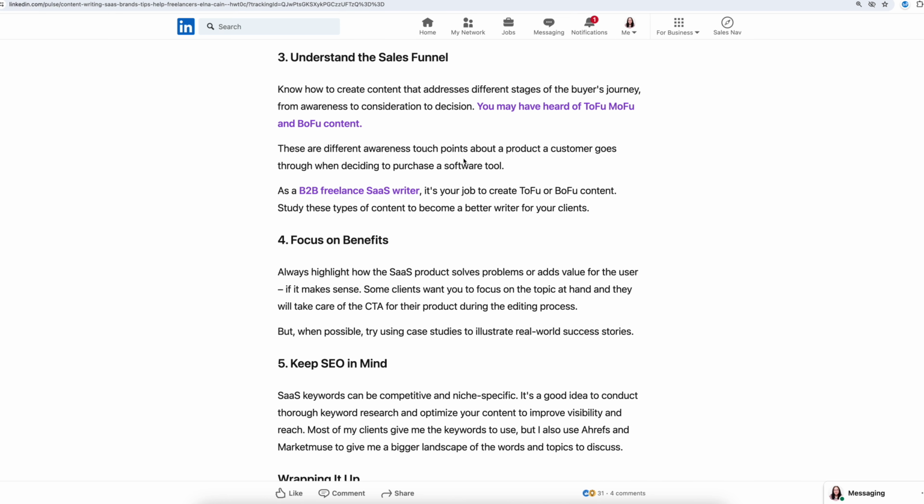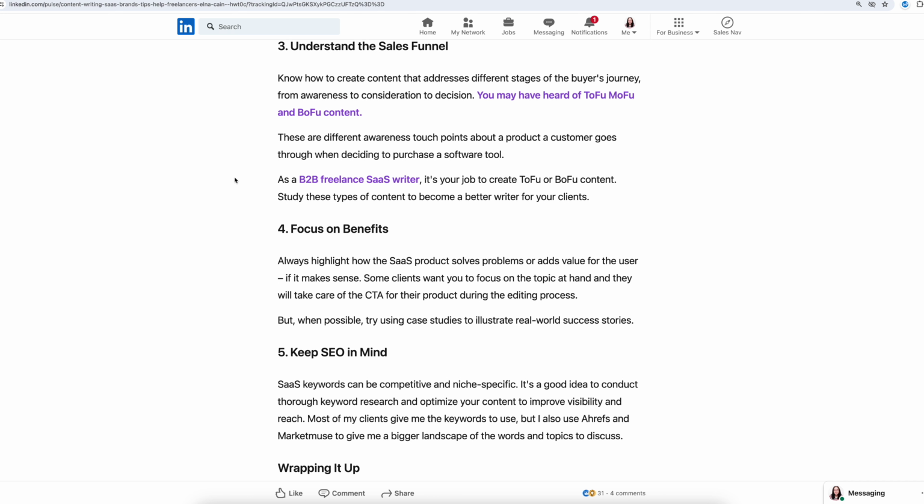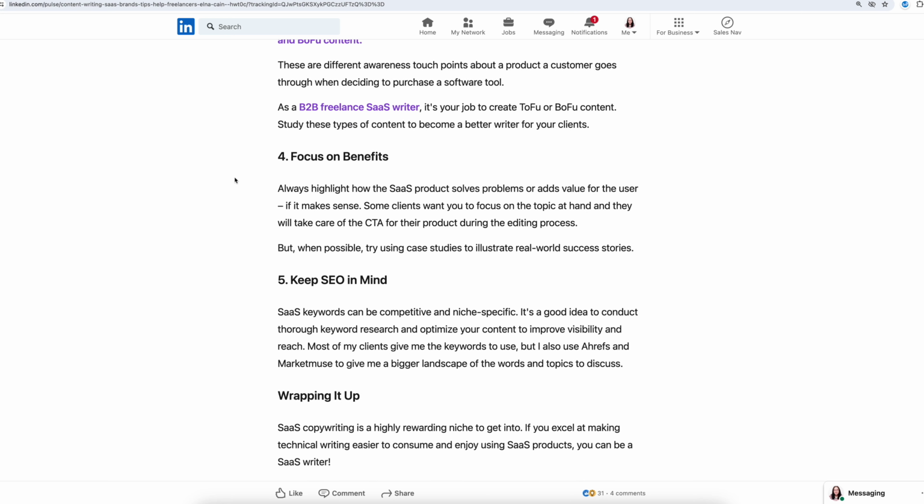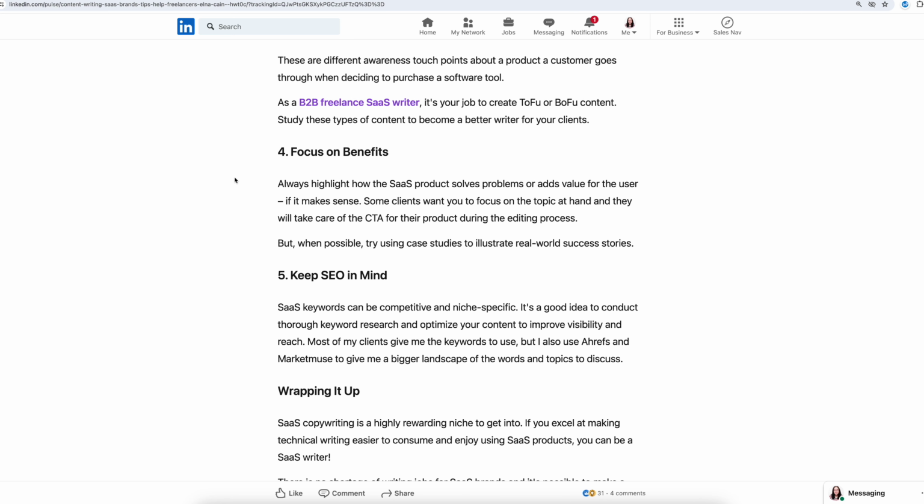But as I was saying, there's different touch points about a product a customer goes through when deciding to purchase a software tool. So as a SaaS writer, it's your job to create this TOFU or BOFU content for your clients. And that's part of the sales journey of a prospect.